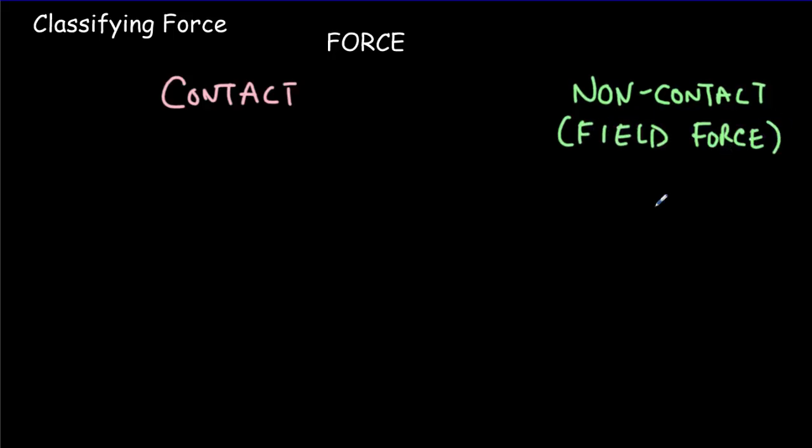So for instance, there's a force of attraction between the moon and the earth, and that keeps the moon orbiting around the earth. But there's no contact between the earth and the moon. So this is a non-contact force, and the force is being exerted by a field, in this case a gravitational field. And the gravitational field is one of three main force fields that we'll study in this course.